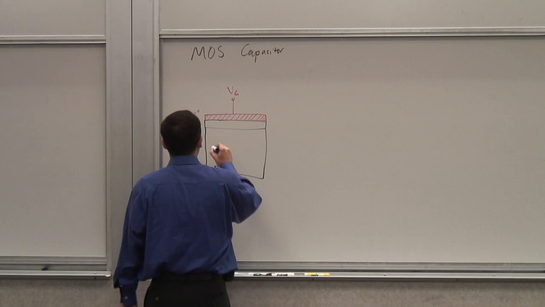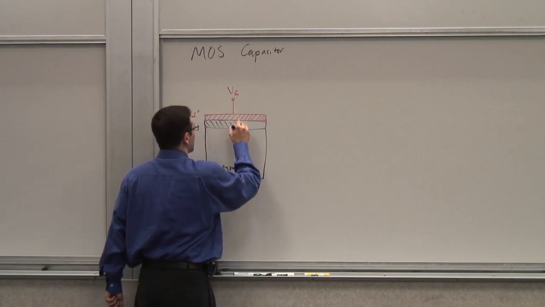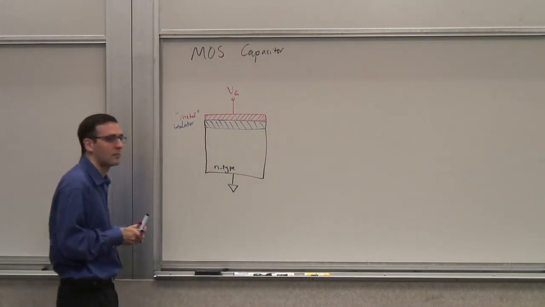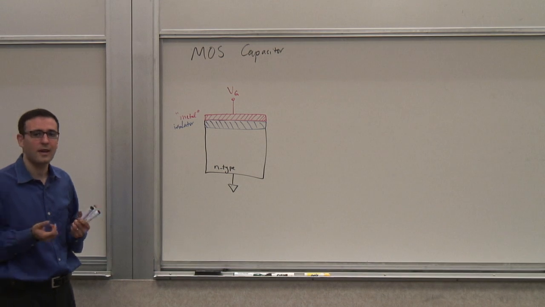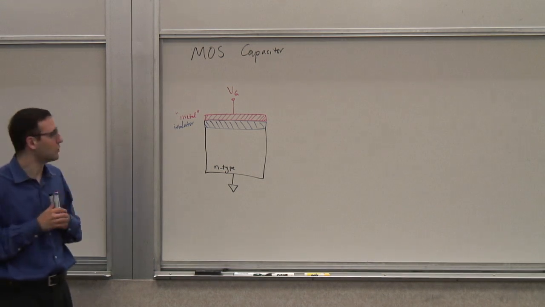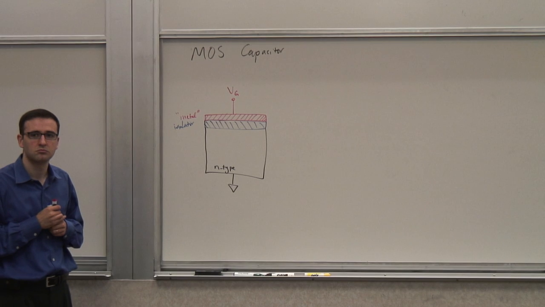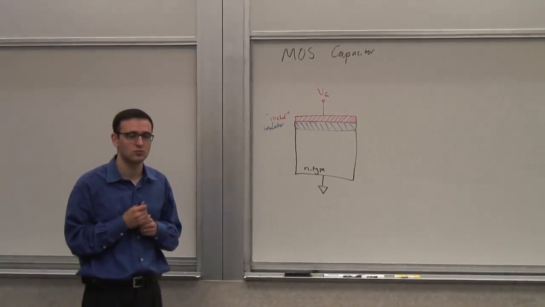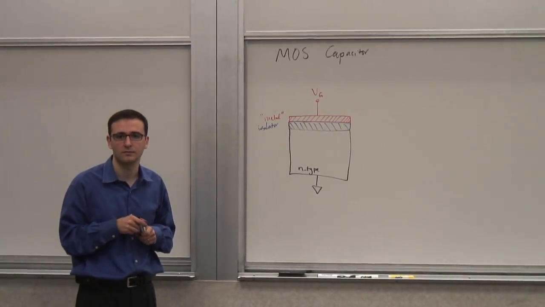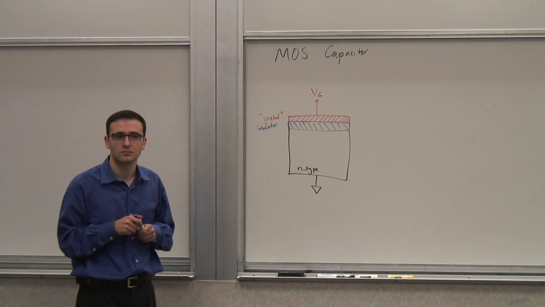One. Sorry. So, and then we have an insulator here. This is the insulator, separating these two. Now, what happens if I apply a positive voltage to the gate? And this is an N-type semiconductor. What do you expect to happen into it? Electrons to line up right into the insulator.